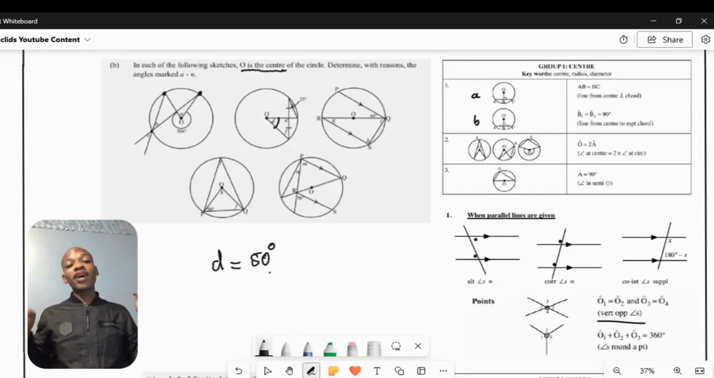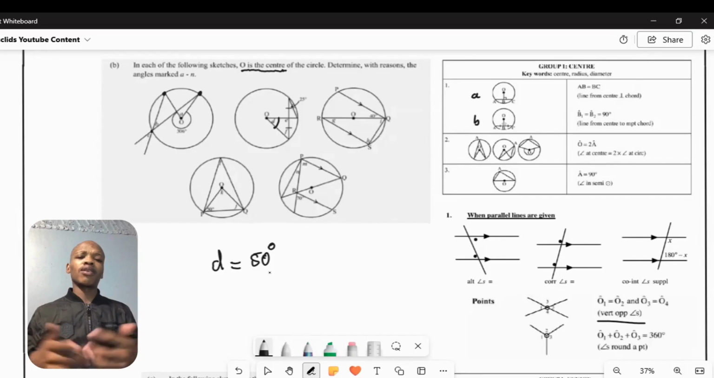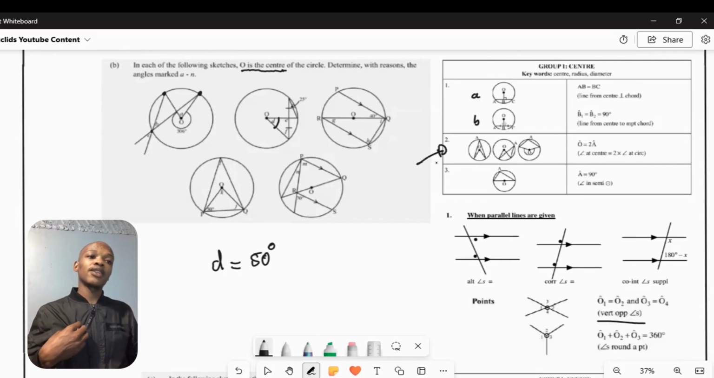And then the reasoning behind the angle at the center: angle at the center is twice the angle at the circumference. If you want to know more about it, here it is at number 2. That is how I was able to identify it. There are your notes. I put those notes there for you to make it easy.